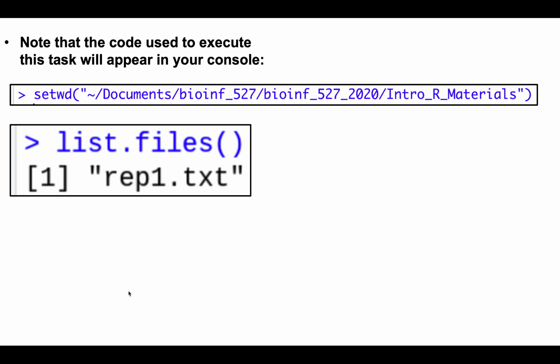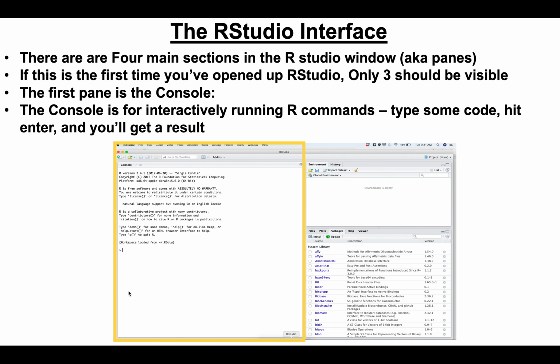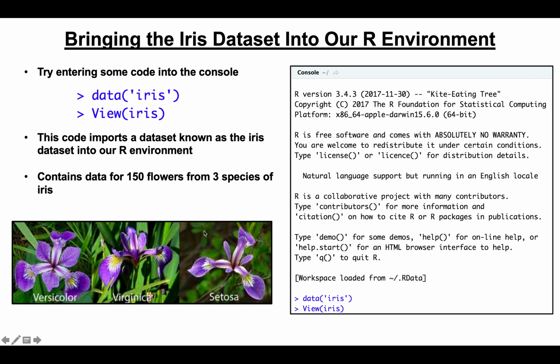Okay, and so we've done that. We've taken a look at what's there with list.files. The next thing I want to do is get comfortable with the RStudio interface. So there's 4 main sections in the RStudio window, these different panes. And if this is the first time you've opened it up, only 3 will be visible, so it should look something like this. The first section of the RStudio interface that I want to point you to is the console. And this is where you can go in and write code and hit enter, and it will run, and you can just interactively write code and hit enter and see what happens. And so let's do that a little bit.